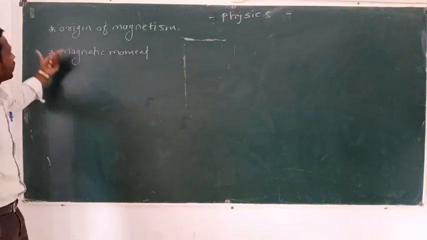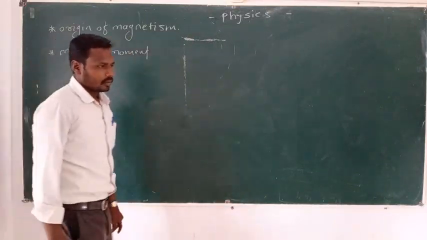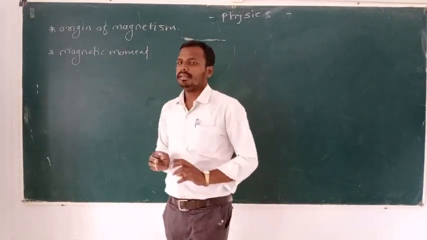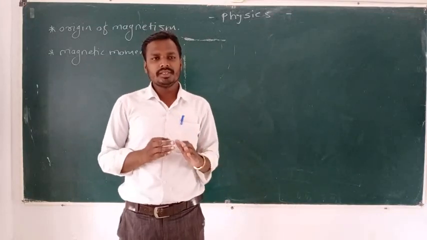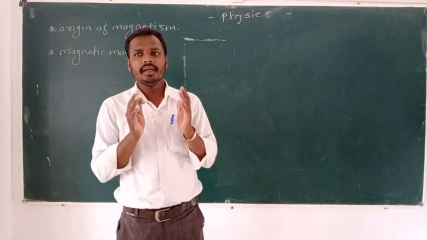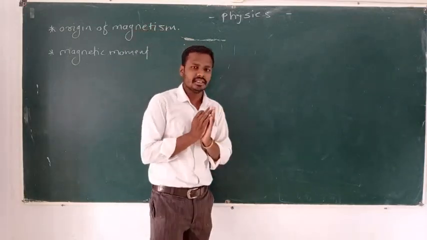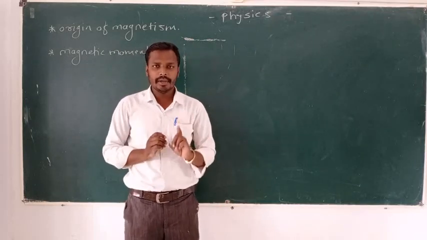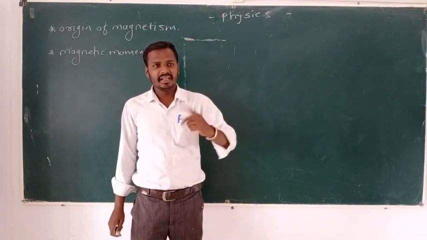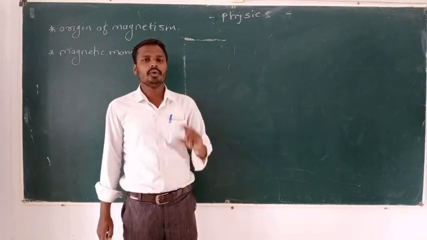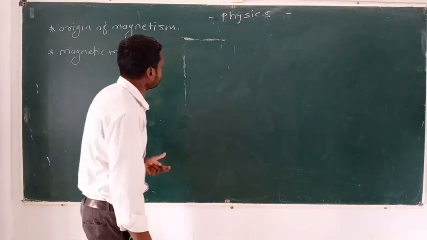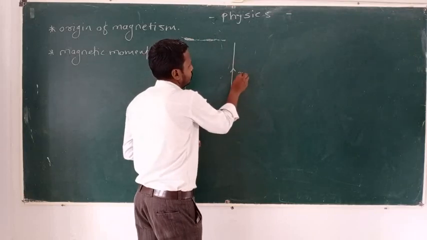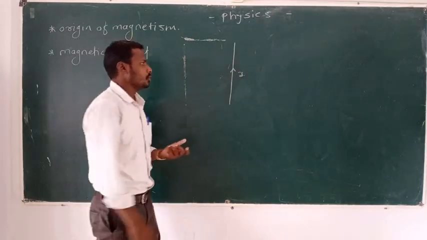Now the next point is origin of the magnetism. Some material shows magnetic properties. In the last lecture we had studied that whenever any charge is moving, it produces electric field and magnetic field. We have to focus only on the magnetic field. Any steady charge produces electric field, moving charge produces both electric field and magnetic field, but we have to focus only on magnetic field. When a current is flowing through a conductor, magnetic field is produced around it.